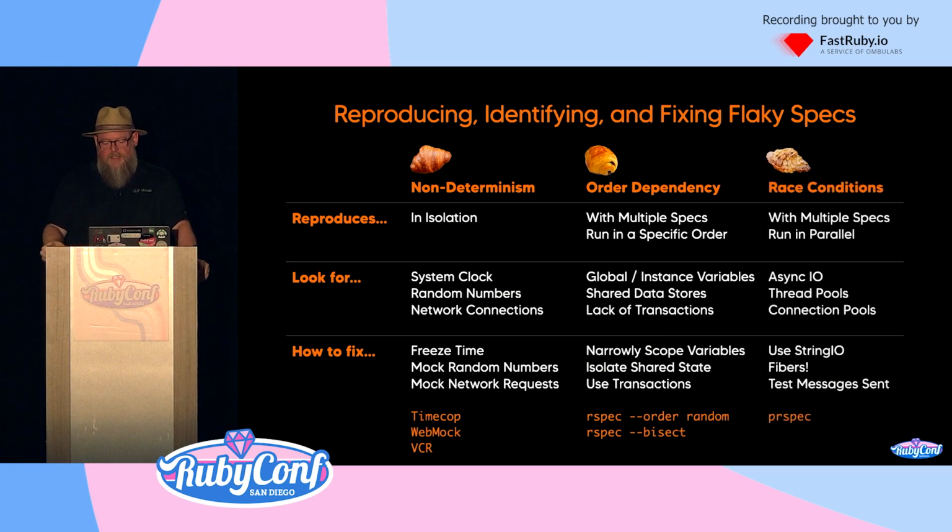Finally, race conditions only reproduce with other specs when run in parallel, not in isolation. Look for asynchronous code or exhaustible shared resources. And to fix race conditions, isolate things from one another like we did with string I/O, or use fibers instead of threads. I mean, seriously, these things are amazing. You got to try them. Also, you can use parallel RSpec to reproduce the failures locally instead of on your build server.